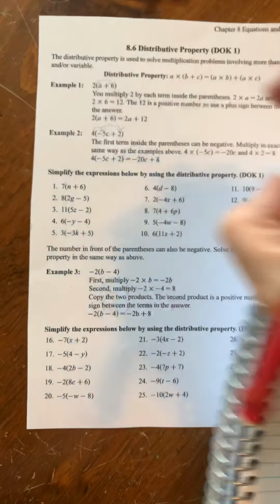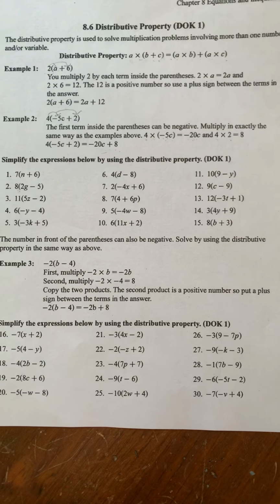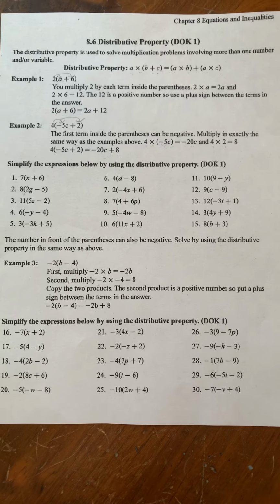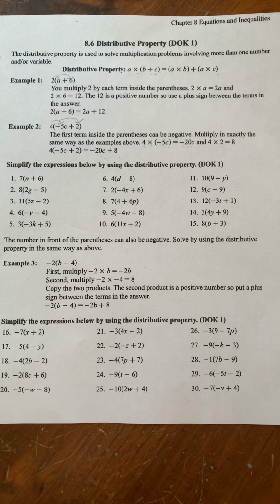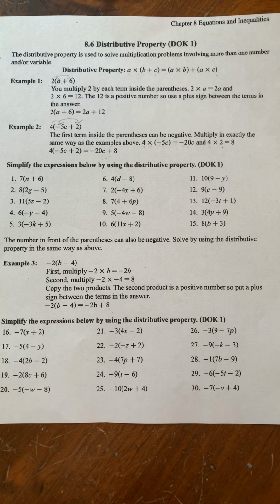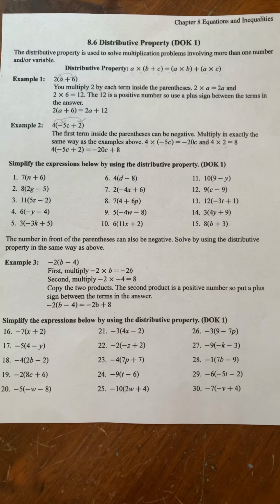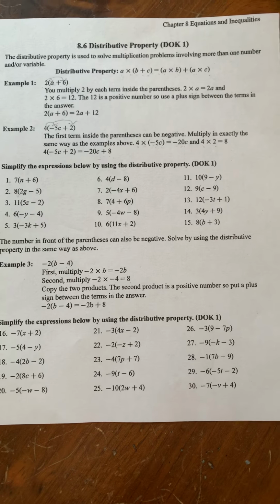All of these numbers 1 through 15 have a positive number on the outside of the parentheses. You do have to pay attention to the number on the inside of the parentheses, whether or not it's positive or negative, because that's going to determine whether you're adding or subtracting those numbers.